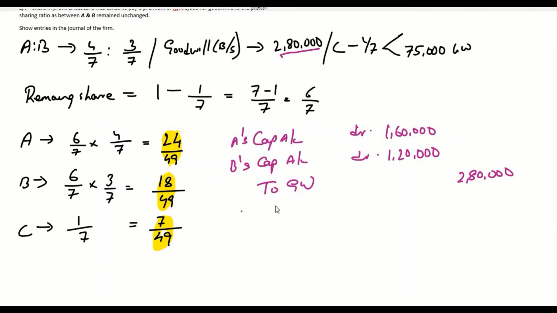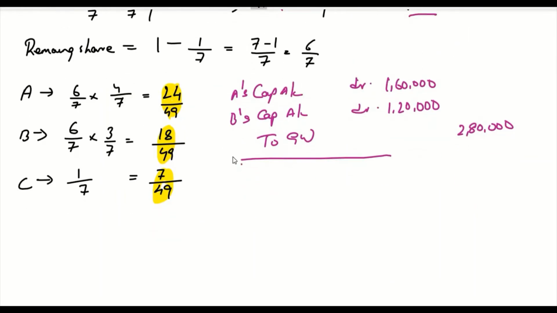Then the new partner is bringing in goodwill. He is bringing goodwill of 75,000 here. So we need to pass an entry for that. That is bank account debit to premium on goodwill.